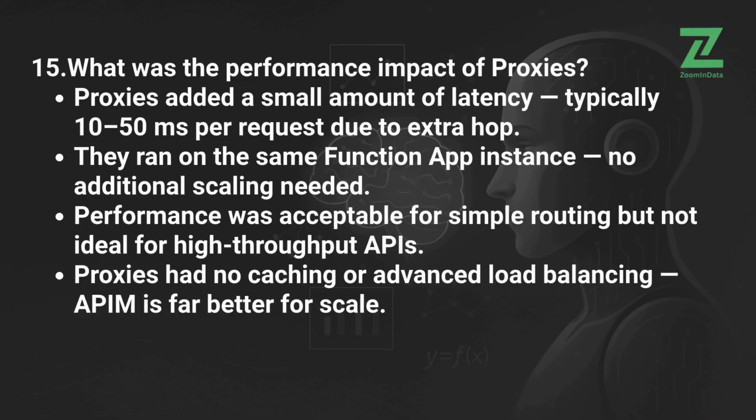What was the performance impact of proxies? Proxies added a small amount of latency, typically 10 to 50 milliseconds per request due to the extra hop. They ran on the same function app instance, no additional scaling needed. Performance was acceptable for simple routing but not ideal for high-throughput APIs. Proxies had no caching or advanced load balancing. APIM is far better for scale.